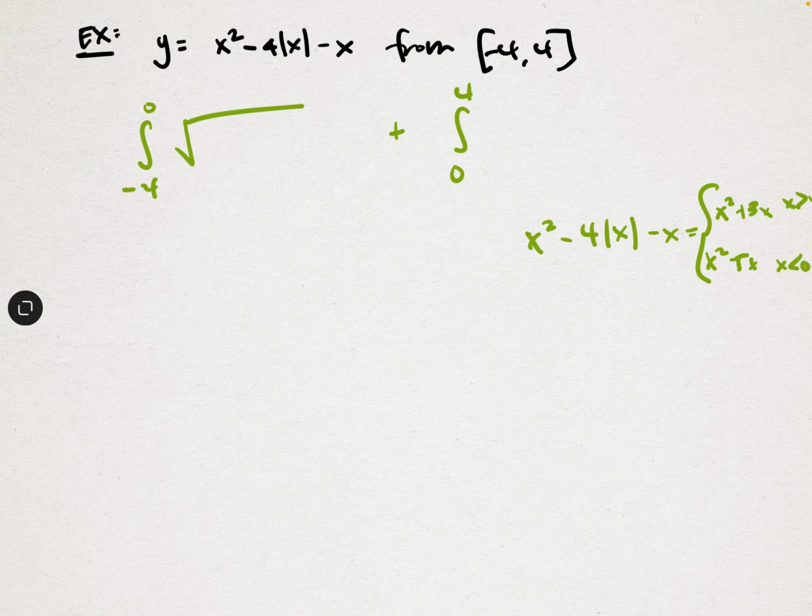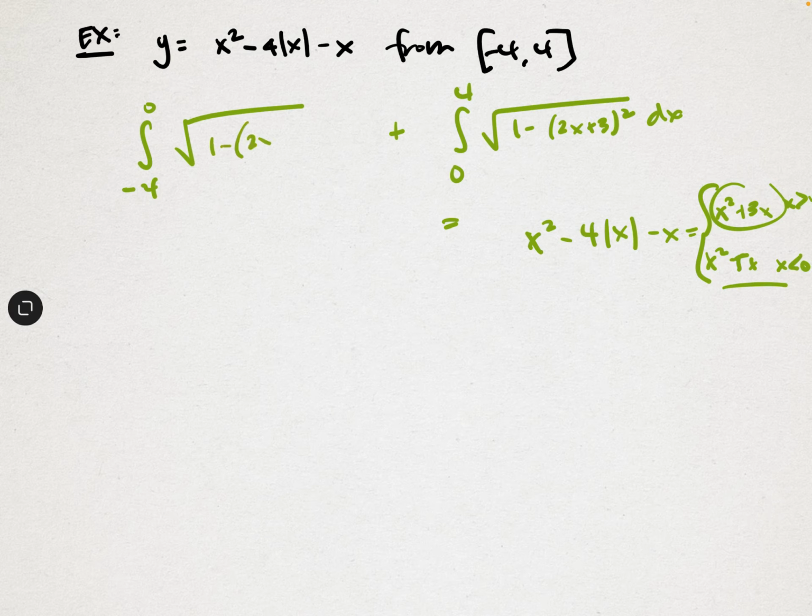So when it's greater than 0, that would be this part. We're going to use the derivative of x squared plus 3x, which is 2x plus 3. So 2x plus 3 squared. And then the derivative of x squared minus 5x is going to be 2x minus 5. And then we find the two parts separately using our calculators.